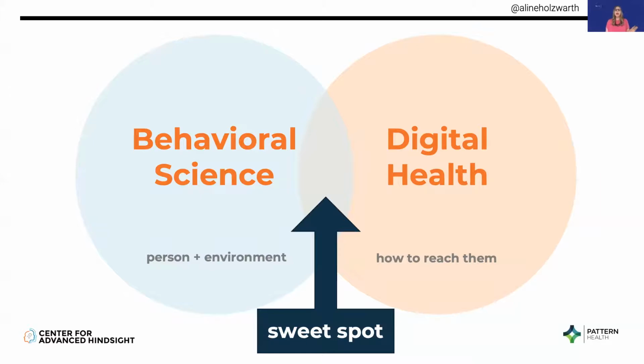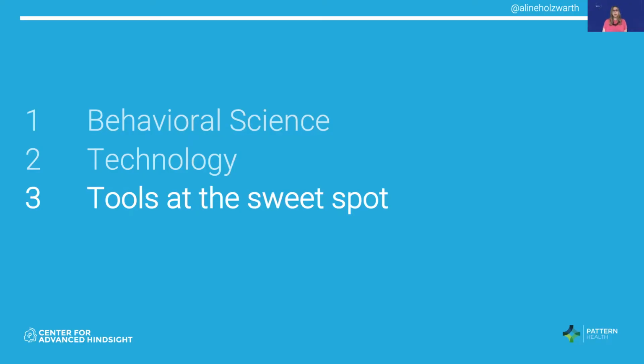And when we combine these digital health technologies with what we know about human behavior, that's where we hit the sweet spot. At this sweet spot, we can use behavioral science to understand people and their environments, and digital health technologies to help us reach them. And it's right here where we can make the greatest impact on health. There are lots of ways to work in this sweet spot, but I want to highlight a few, just a few, commitment tools and social tools.